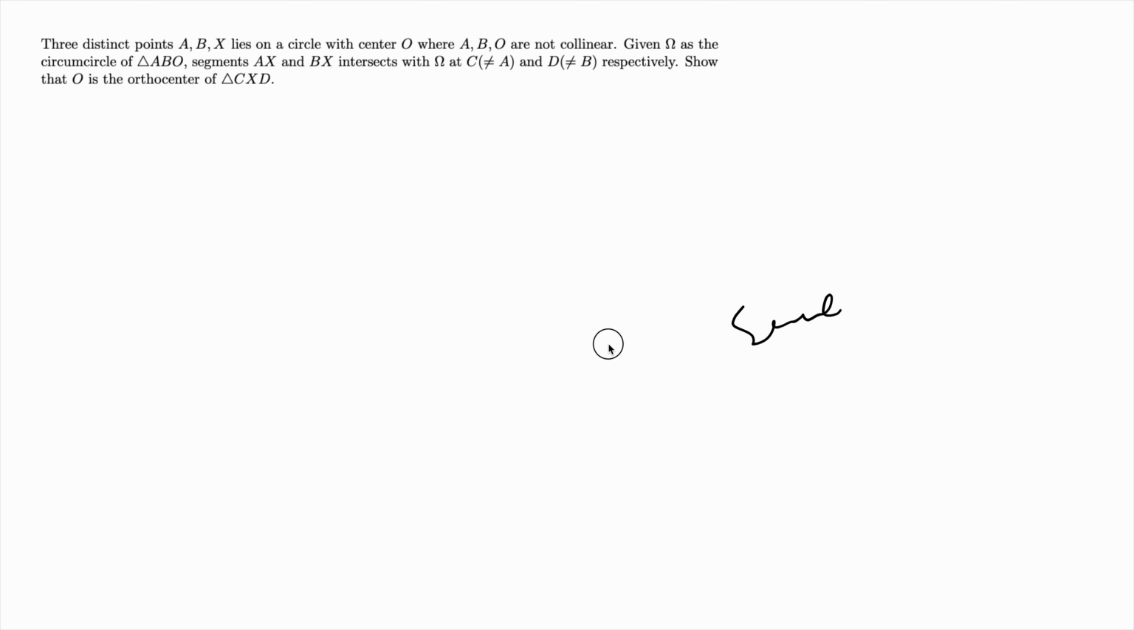So for this problem, I'm going to share my personal solution, and I'm also going to share a random solution that I found on the internet. They're both very short. So yes, I would like to share them.